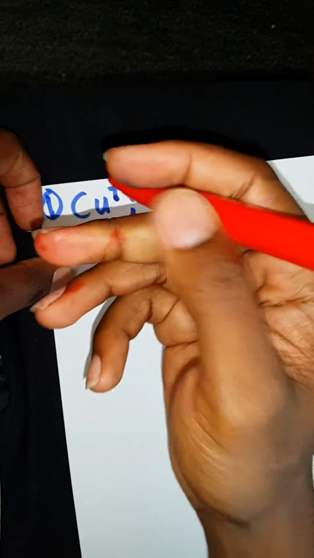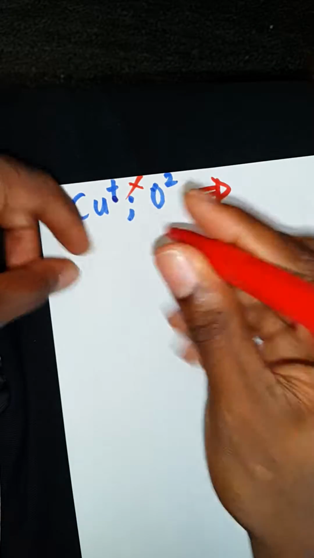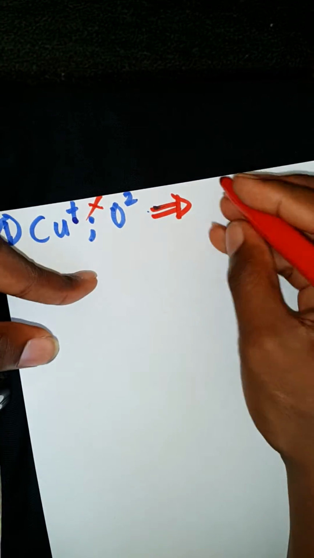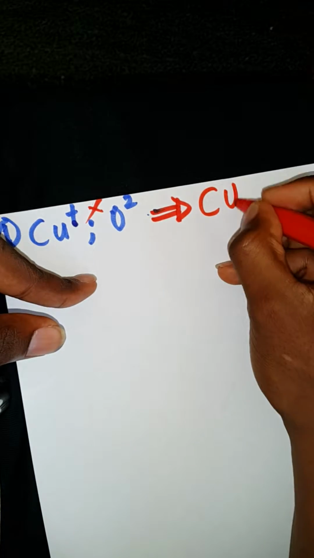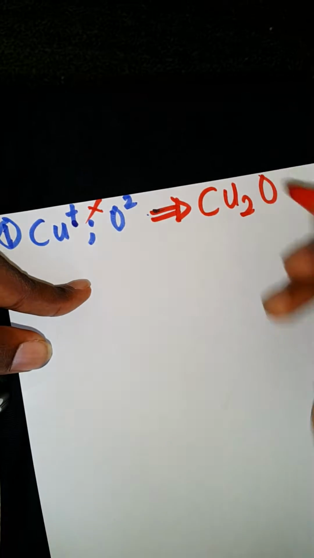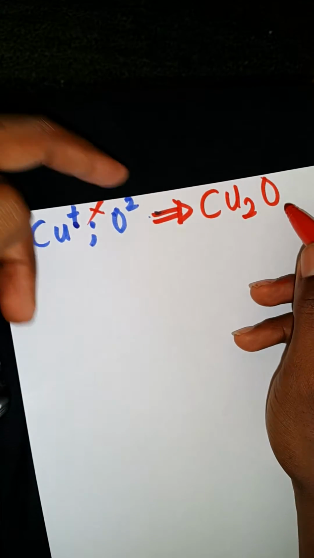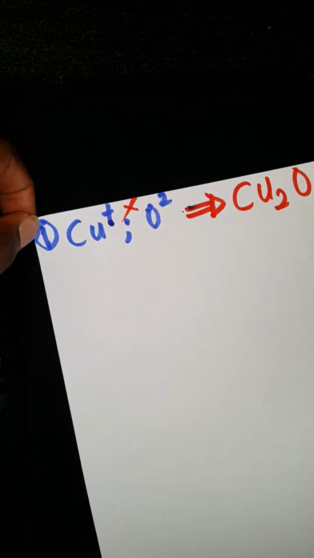After cross multiplying, this plus will come down here and this 2 will come here. So our output will now be Cu2O. We're supposed to have 1 here, but we don't put 1 here. So that's our first example.